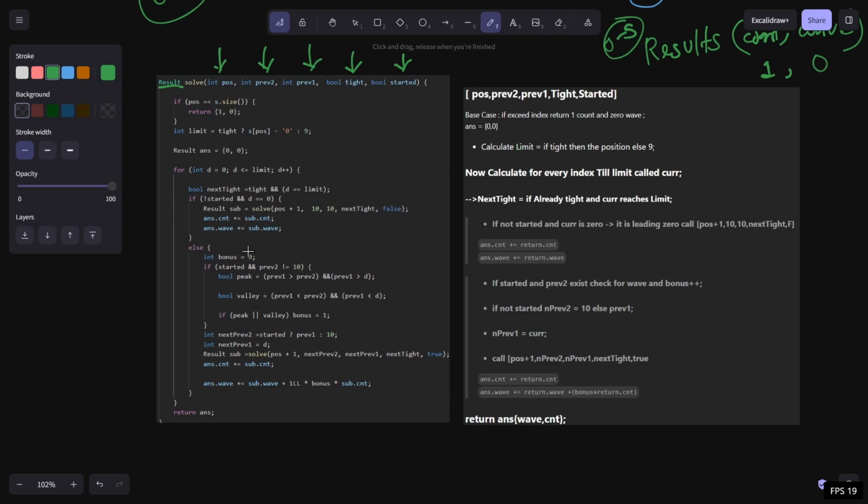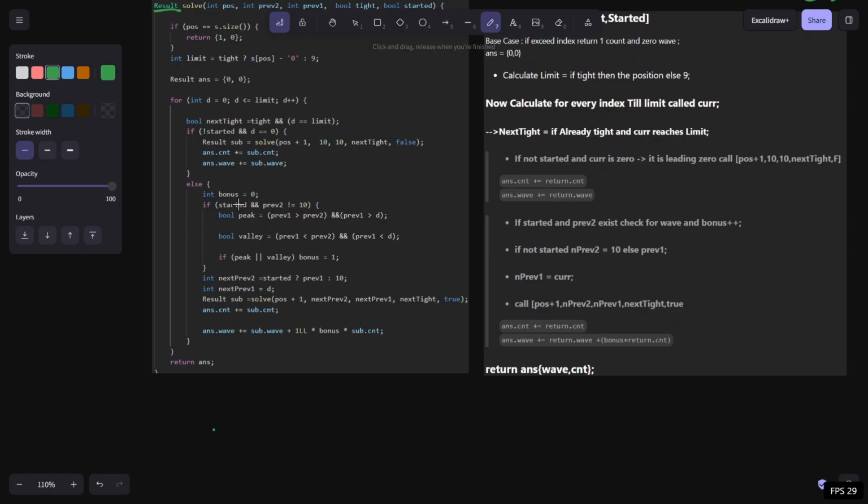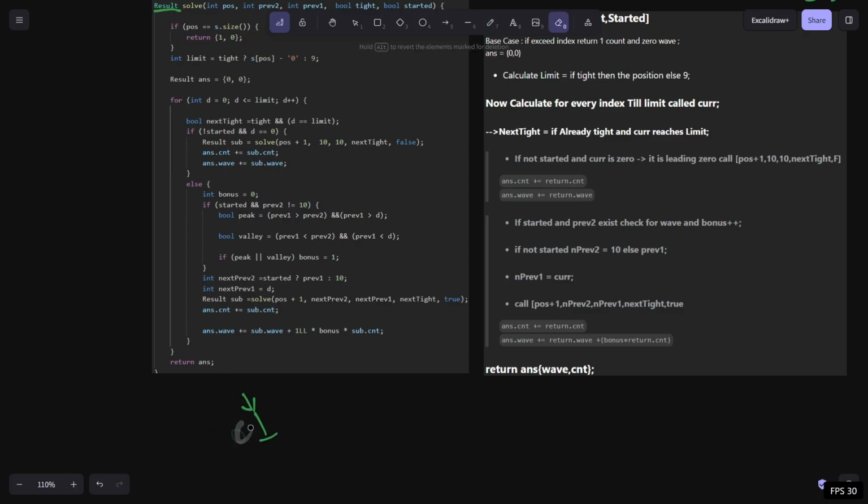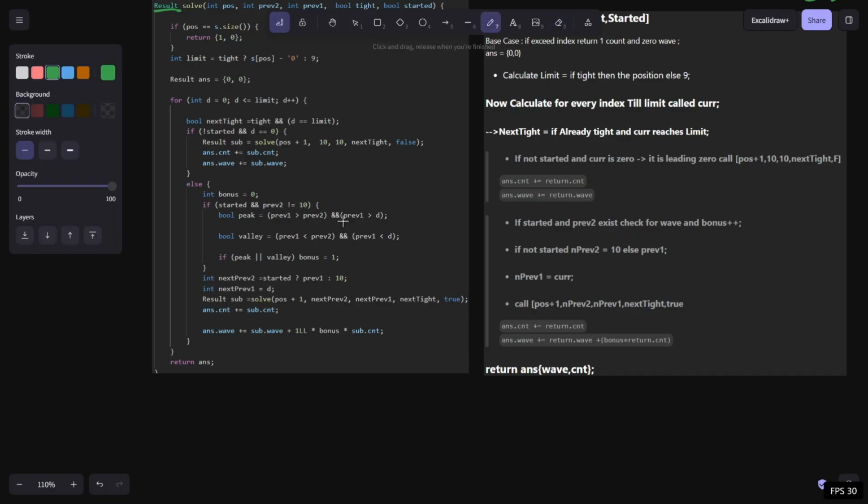First of all we have an integer called bonus, so we are going to see what bonus is going to store. We have to check whether we have any previous two. First of all it should have started, because if we are here and it hasn't started, then to count the number of peaks and valleys it has to be started, and previous two has to exist. If previous two exists, previous one exists for sure. Then we can count whether we got any value or not.